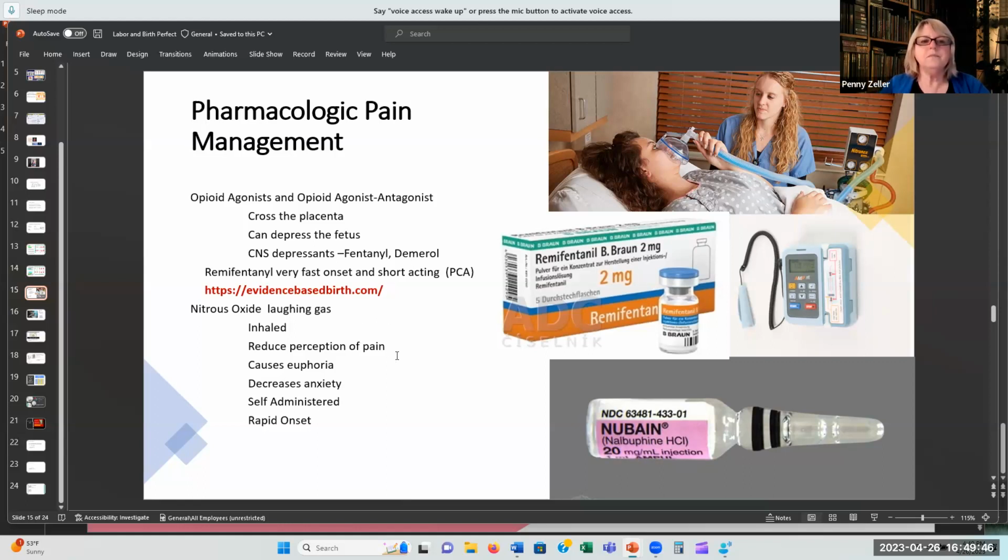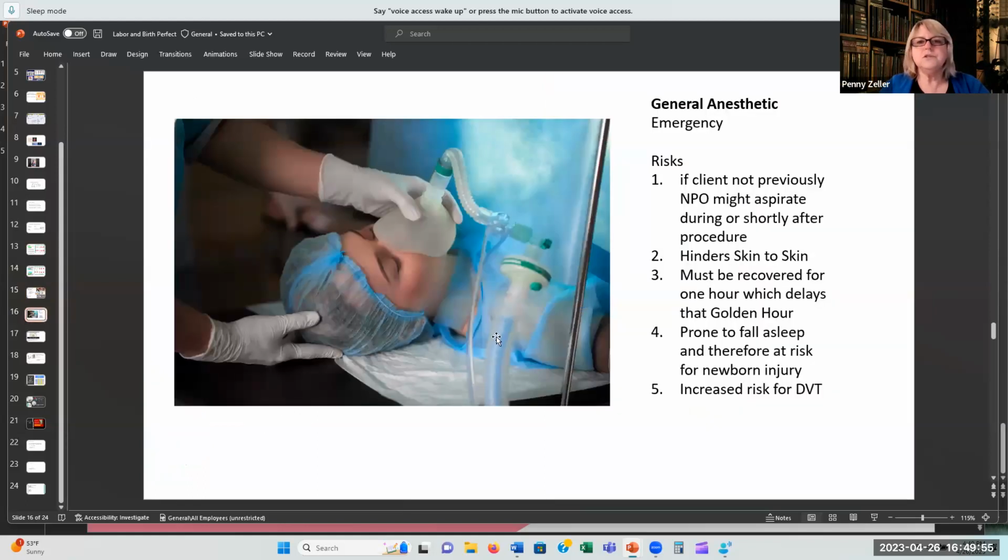So the nitrous oxide is a good choice. General anesthesia for labor, for delivery I should say, is usually only in an emergency. Now, there are other cases that we would do general anesthetic. You probably already know that anybody going to surgery is NPO for at least 8 hours, preferably 12. It depends on what procedure. So they need to be NPO.